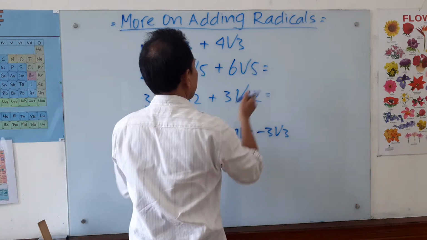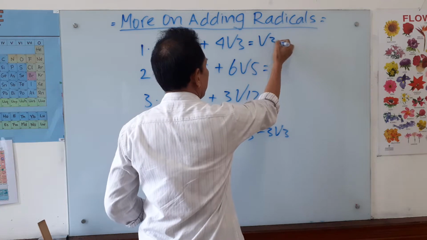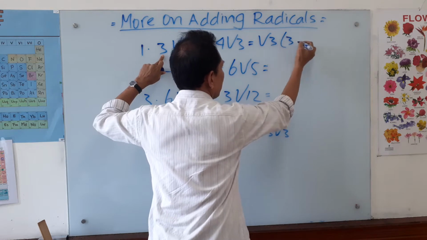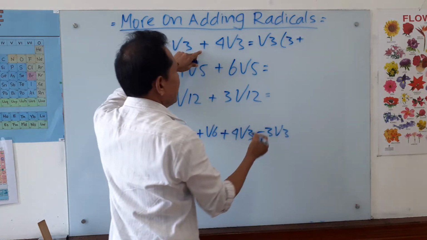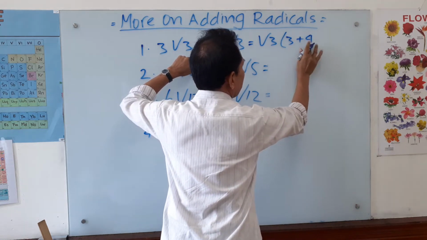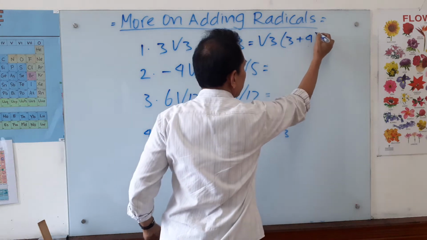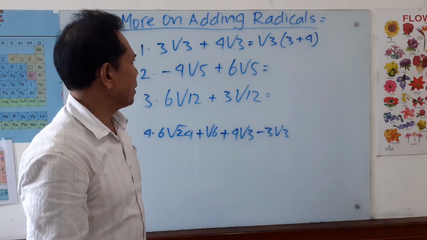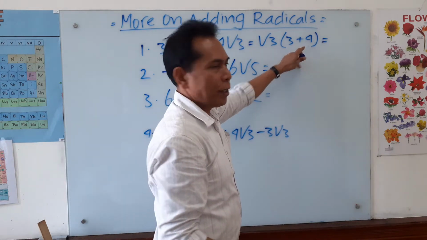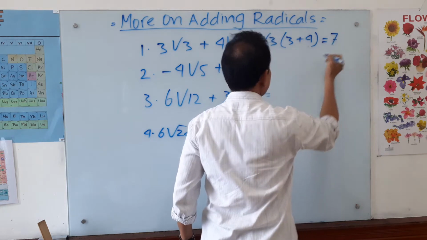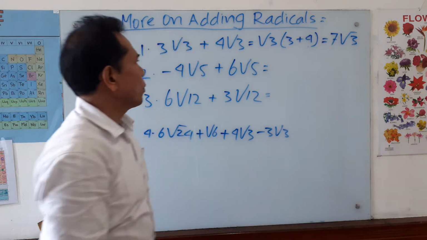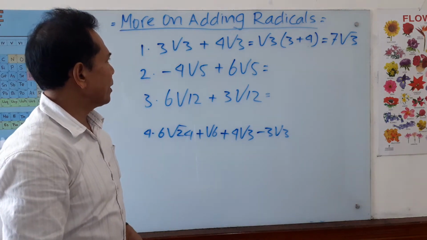So we bring here our square root 3, we open the bracket, we bring in 3 into the bracket, and this is add here, and we bring 4 also into the bracket, and we close it. And we see here, 3 plus 4 is 7, so 7, we bring here square root 3. So it is 7 square root 3. Okay? So number 1 is done.